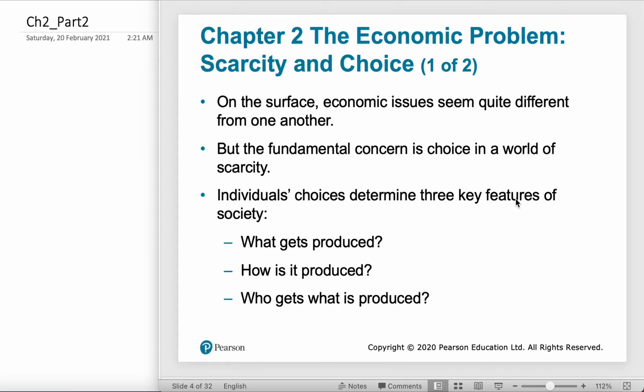Hi again, in part 2 of chapter 2, we are starting the first learning objective, and we'll progress on this first learning objective first.